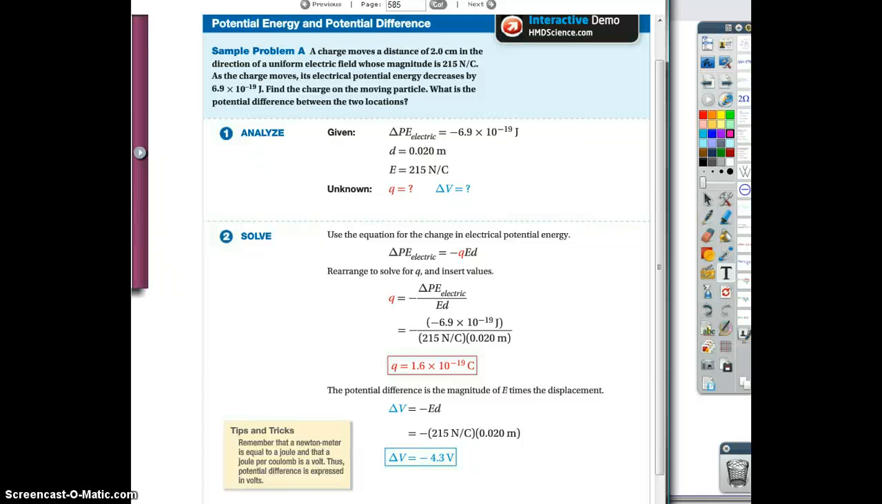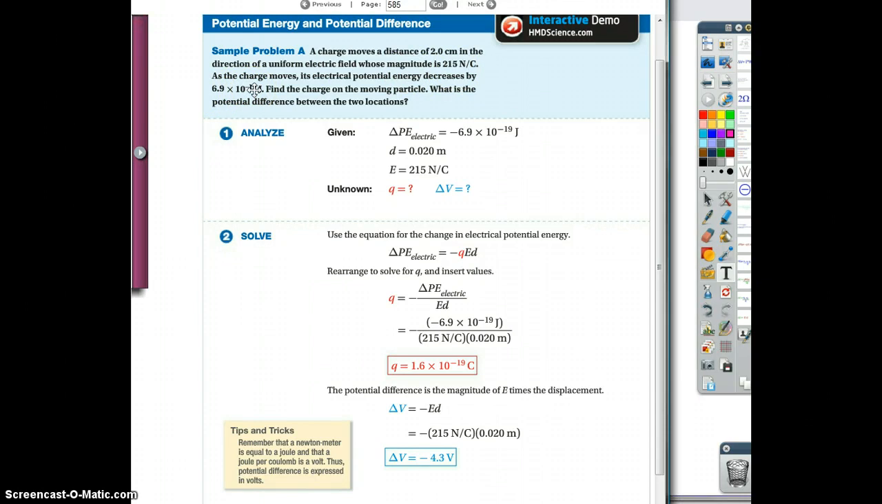Alright, let's look at the homework on 585 together. Sample problem A. A charge moves a distance of 2 centimeters in the direction of a uniform field whose magnitude is 215 newtons per coulomb. As the charge moves, its electrical potential energy is decreased by 6.9 times 10 to the negative 19th joules.